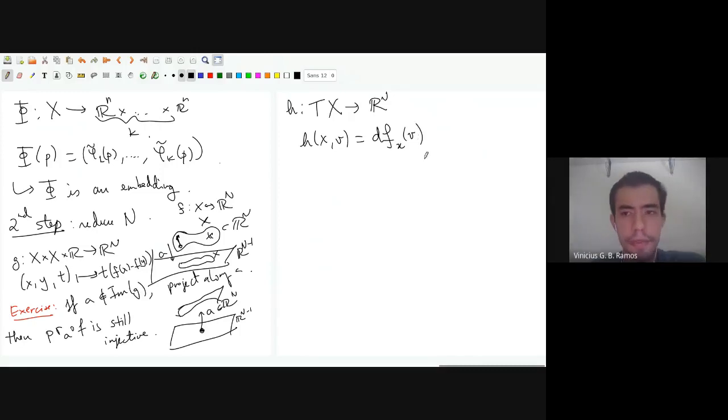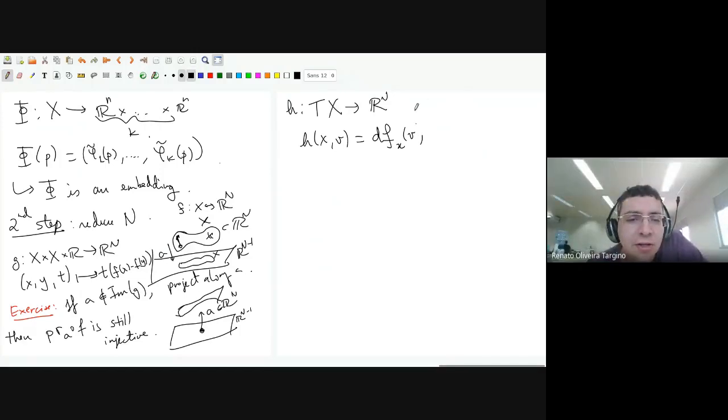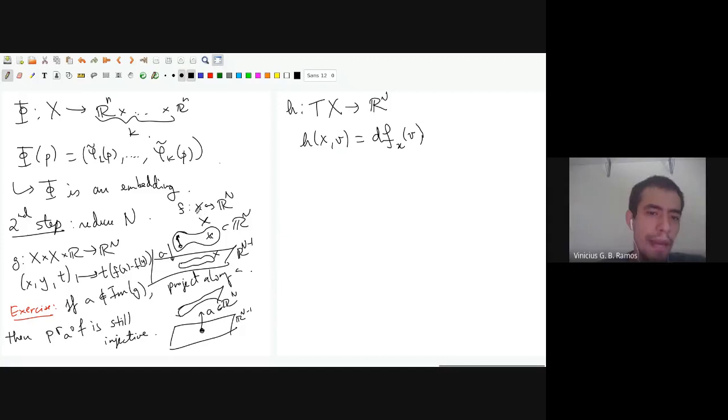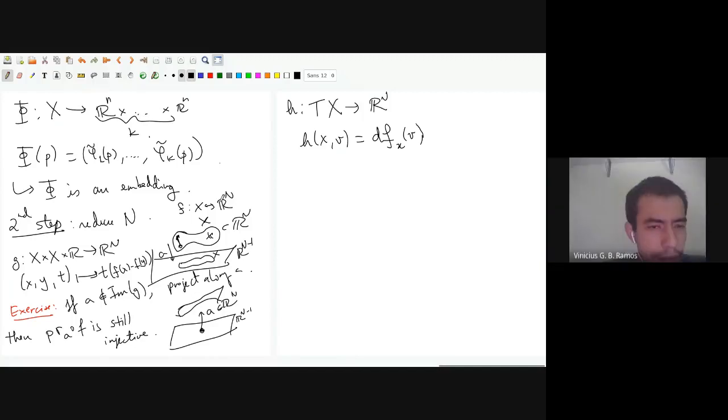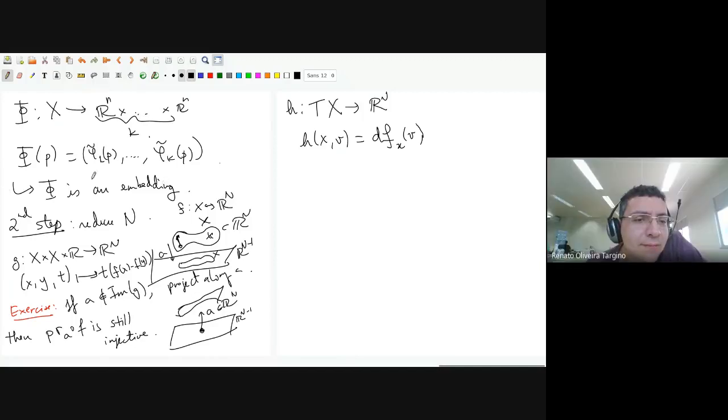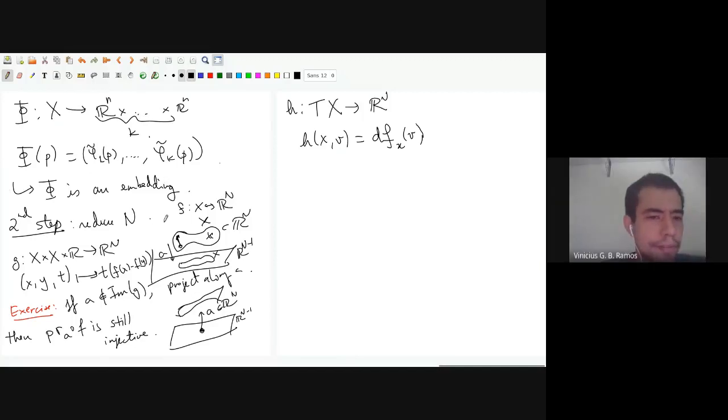Sorry, I got lost here. Who is f? F is my embedding from X to Rn. Was it phi? Phi? Yeah, oh, sorry. Yeah, it was phi. I just changed the name because I moved to the second step. Okay, yeah. So f is what I had called phi originally.